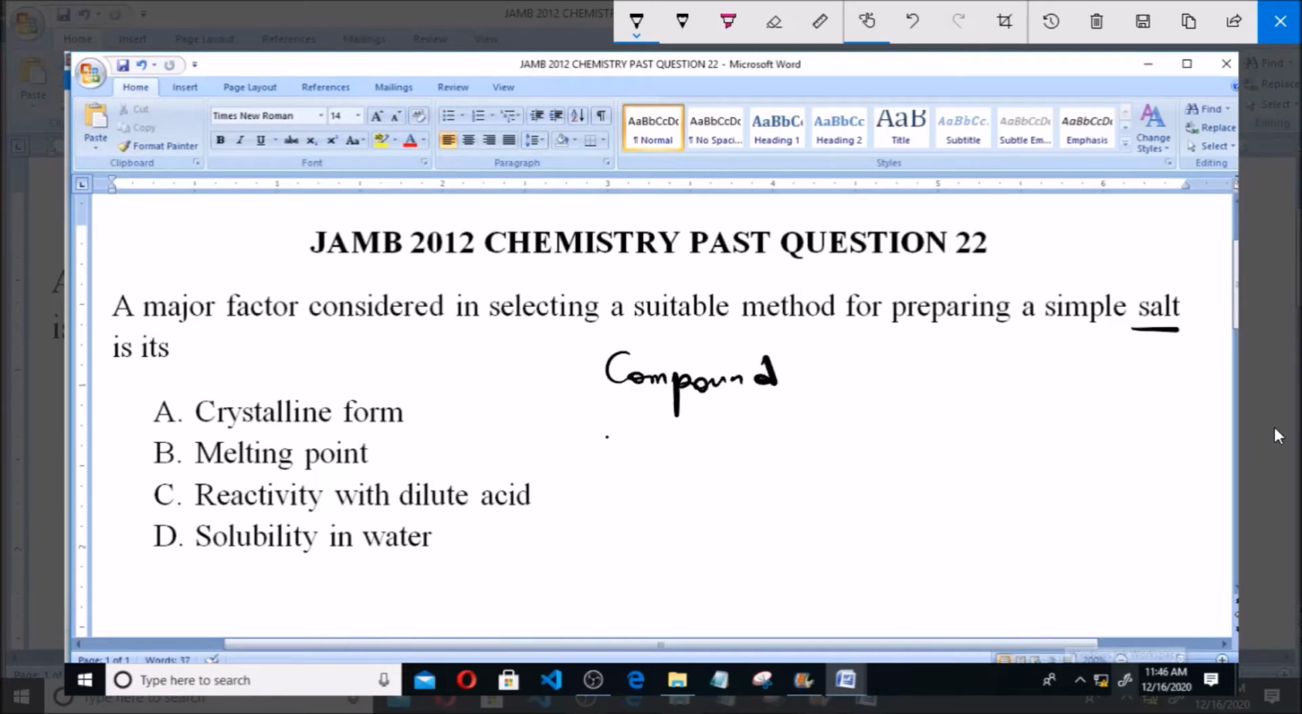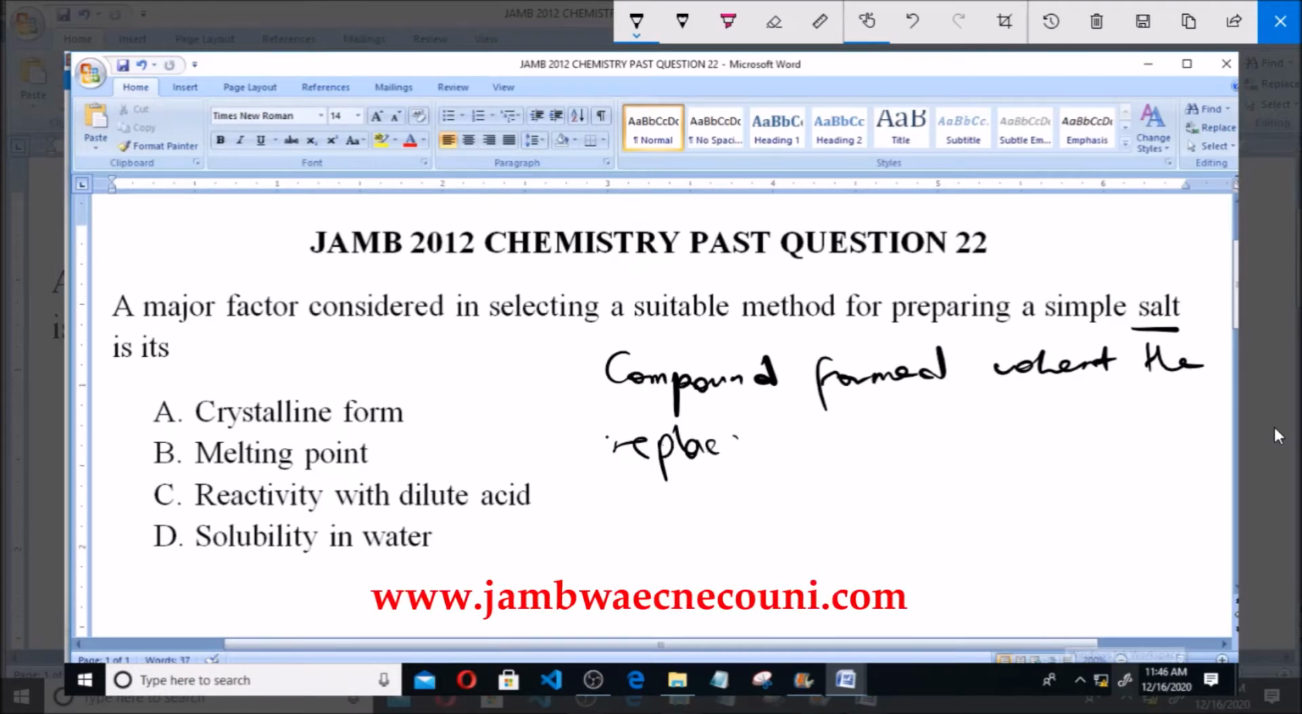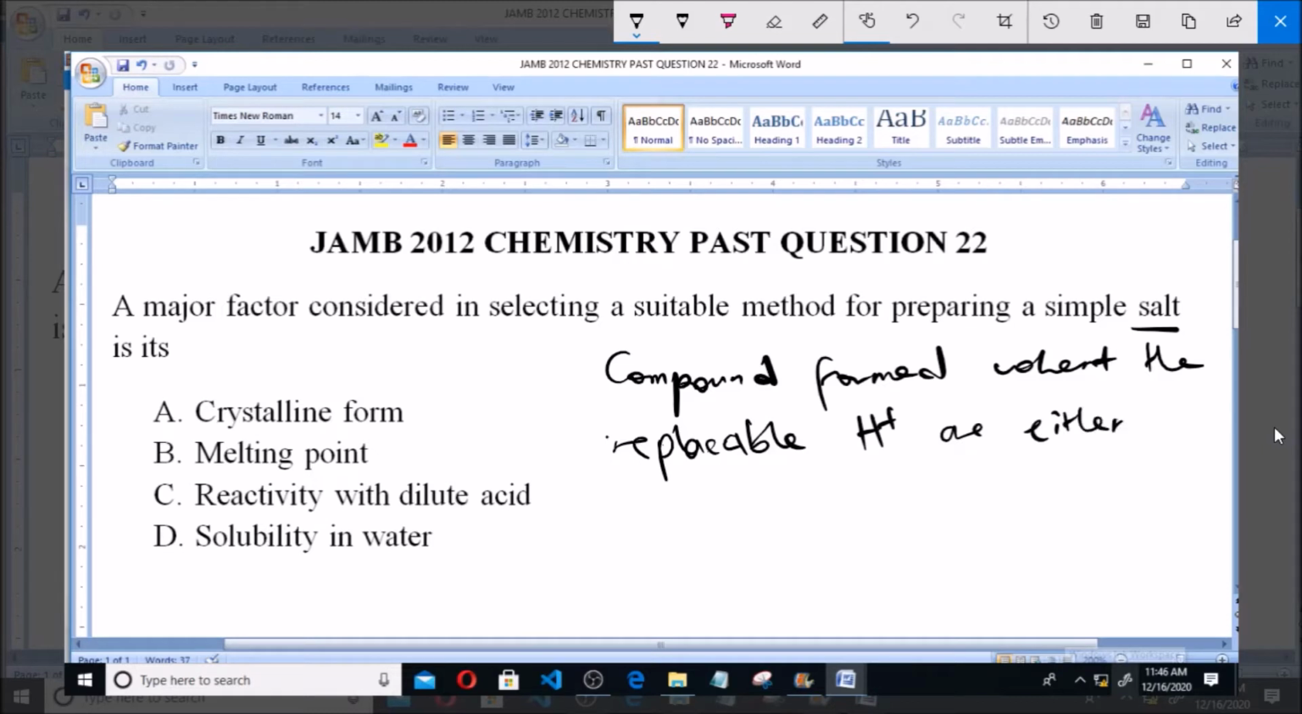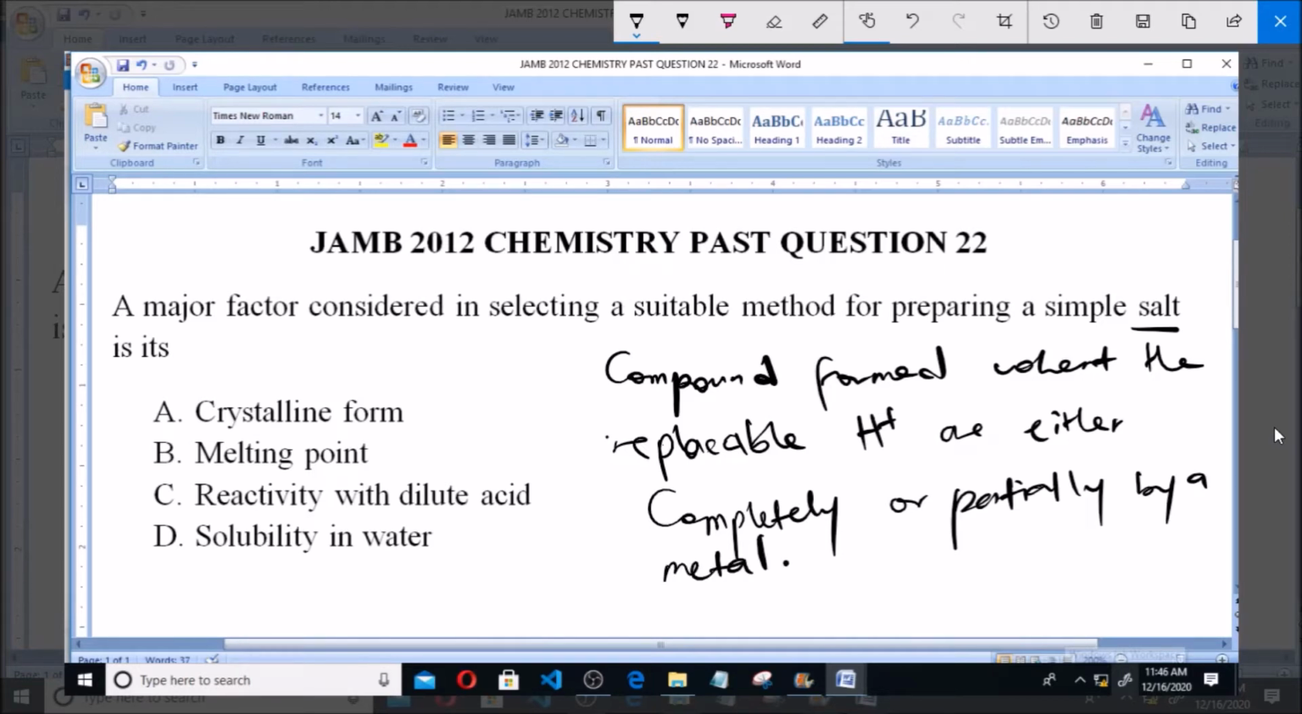Now, a salt simply refers to a compound formed when the replaceable hydrogen ion of an acid is either completely or partially replaced by a metal. We can say salt is formed when a metal replaces the hydrogen ion of an acid.